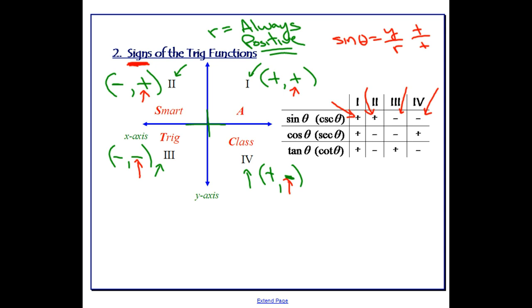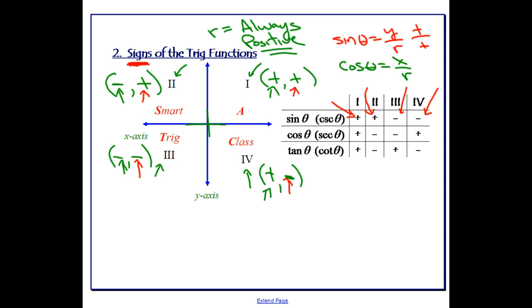Okay, we could do the same thing for cosine, and you can kind of think through that one on your own. I'm not going to do that whole problem. But cosine is x over r, and now you're looking at the x coordinates. It goes positive, negative, negative, positive.